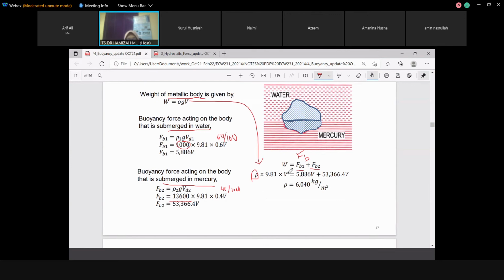Okay, and then we have the same unknown for V. So kita boleh settlekan sebab sama. Okay, so 5886V tambah 5336.4 bahagi V. V ni bawa ke bawah sini. Bring it here. So we can cancel the V. And finally, we get the density of the metallic body.